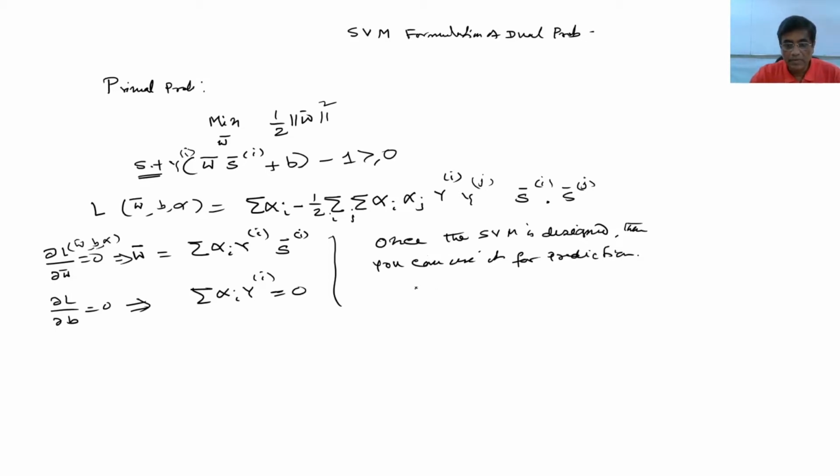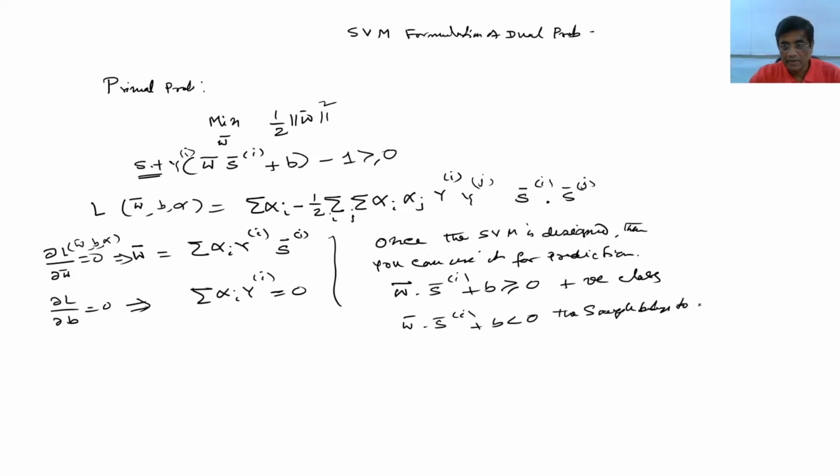Okay, so for prediction, what you need is what we have already studied. This is our decision rule from the first or second lecture on support vector machine. If this is greater than or equal to 0, then the sample belongs to the positive class. By computing this, if it is less than 0, the sample belongs to the negative class. Okay, so that's how you will use support vector machine.